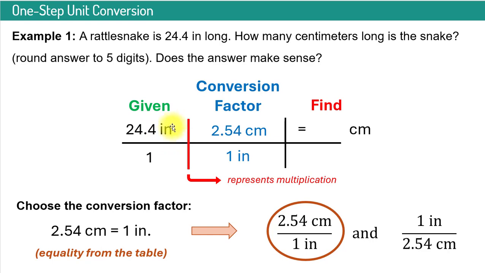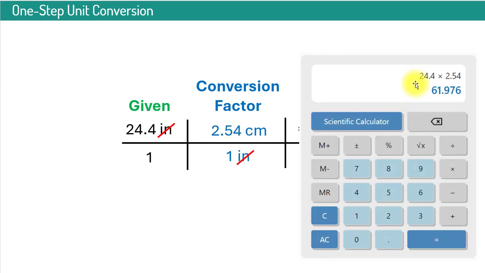So I can see how I have inches in the numerator of one fraction, and then inches in the denominator of another. Since we perform multiplication, we're allowed to cancel them. And the units that we're left with are centimeters. What's left to do is to multiply 24.4 by 2.54. I performed this multiplication using a calculator, and that's the result I get. The problem asked to round the answer to 5 digits, and I can see that I only have 5, so no rounding is required. I will copy this answer.